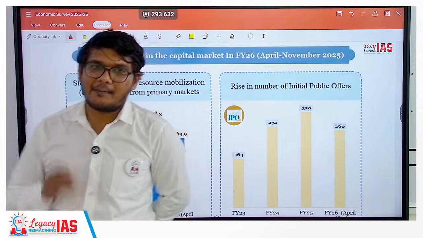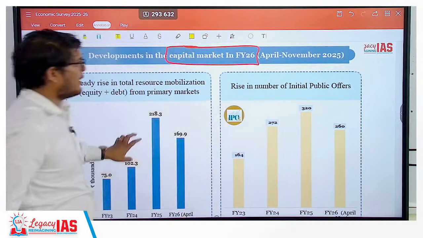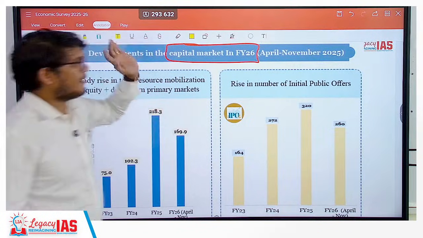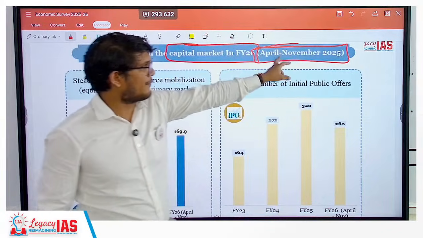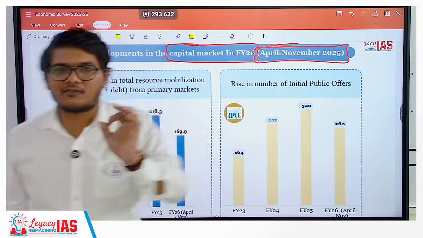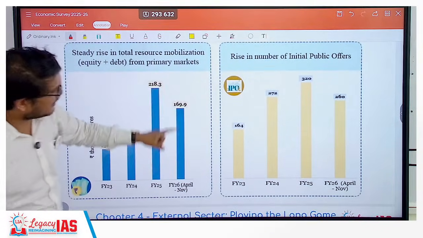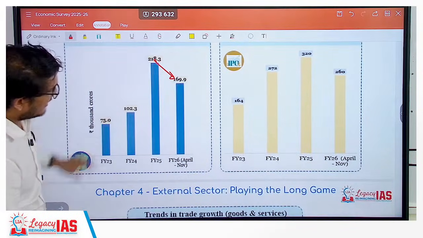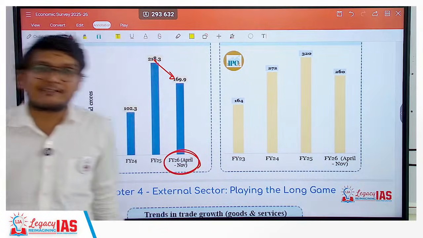Next is the development in the capital market in financial year 2026. Now, financial year 25-26. Here the data is up to April to November 25 only. The data is available only till then, so the last 3 or 4 months are not available. That is why you might see that the numbers are lower, but please understand that this is only up to November, and 4 months are excluded.